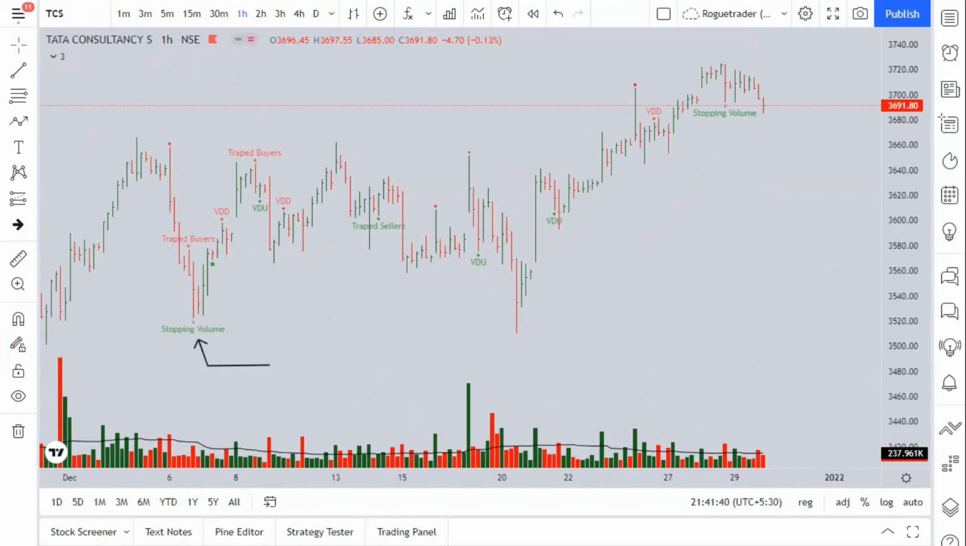Now this is also one of the examples of stopping volume. This is TCS, Tata Consultancy Services, on the 1 hour time frame. Look at this, exactly, you got a stopping volume and the market started creating higher highs. But sometimes you get a false stopping volume. Sometimes I don't really consider it a stopping volume, but it has increased volume. And by the way, there was a major support at these levels.